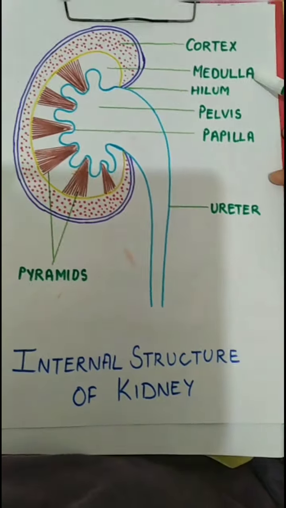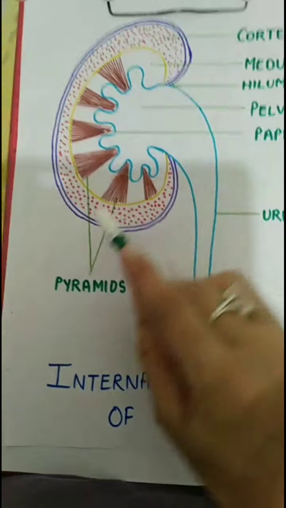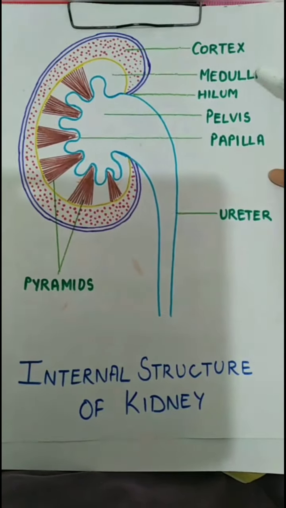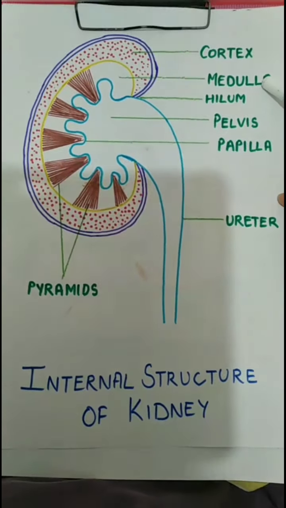These striped substances are arranged in the form of some conical pyramids. Like the pyramids of Egypt they appear, so we gave them the name of pyramids. Where are they present? They are present in the medulla part.